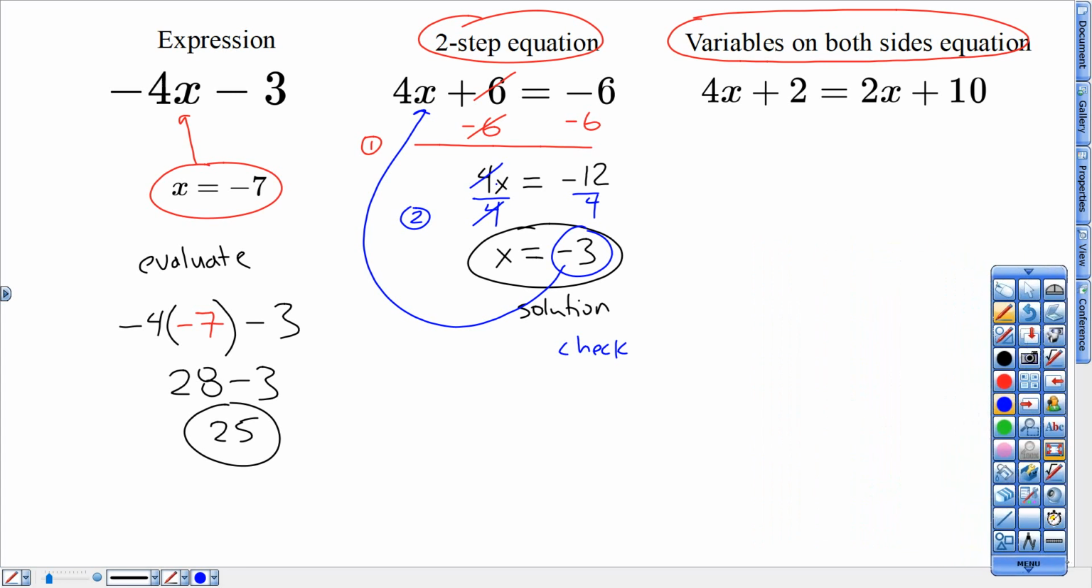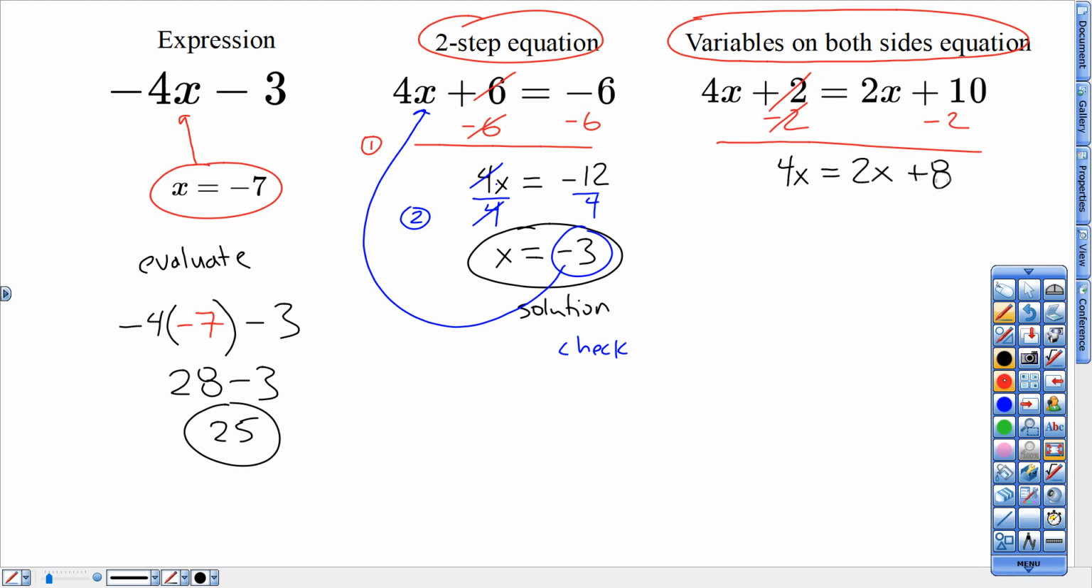All right, here we go. Variables on both sides. Gotta know it. Start on the left. Get rid of the plain number on the left by doing the opposite. Don't subtract 2 from 2x though. Subtract 2 from 10. Those are like terms. These cancel. Bring 4x down. Bring that equal down. Bring 2x down. 10 minus 2 gives me 8.